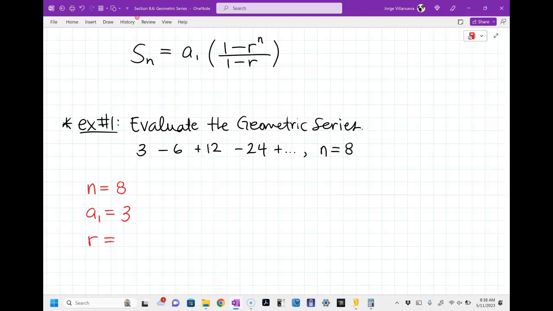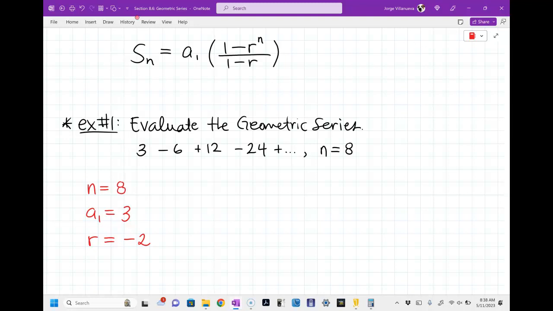Well, let's see. 3 becomes negative 6. Then it becomes positive 12. Then it becomes negative 24. Anytime the signs alternate, that means r has to be negative. What number am I multiplying by, though? By 2. So there you go. Negative 2. Once you have those 3 pieces, you're just going to put it into your formula and solve.